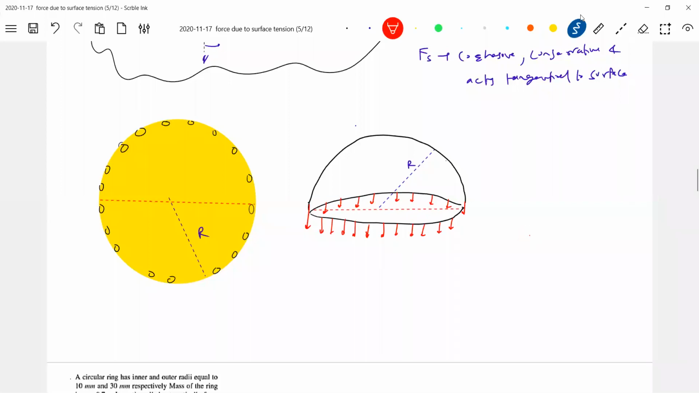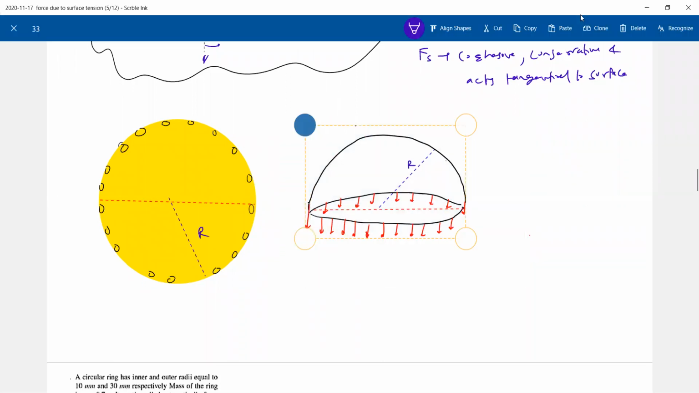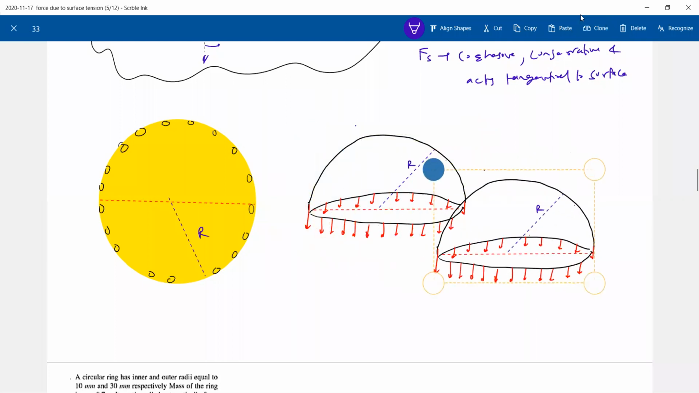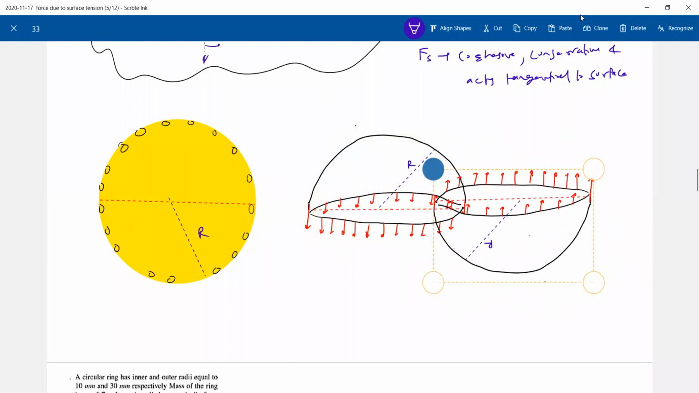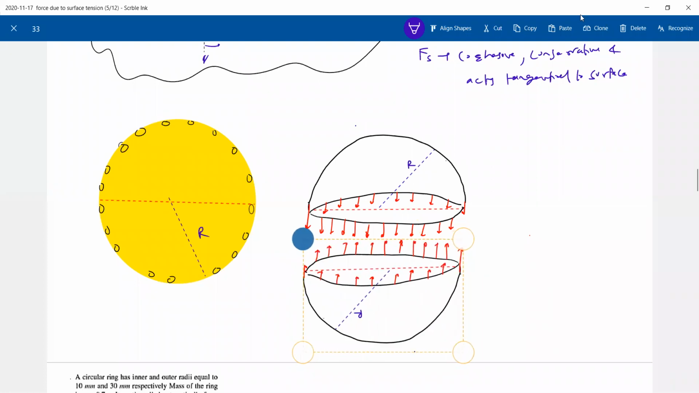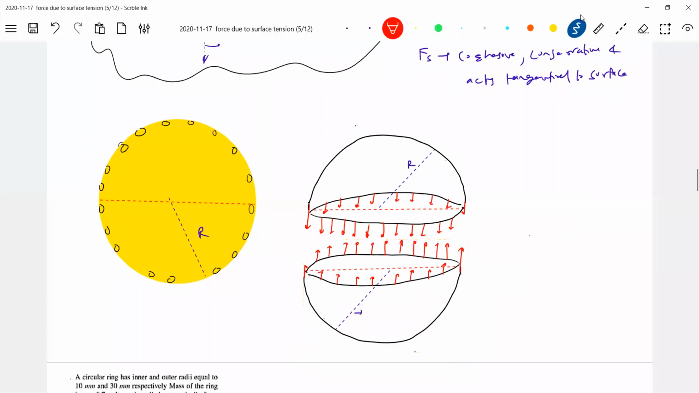Instead of this, if I cut that particular liquid drop or lemon at this particular point, why should this arrow be vertical? It should be in this direction, no? This molecule will try to pull this molecule downward, and this molecule will try to pull this molecule upward. Do you agree? Now if I cut this into two parts and separate the upper part and the lower part.